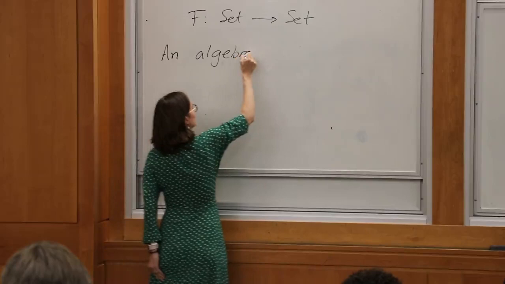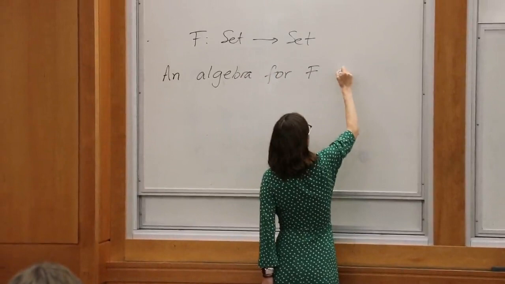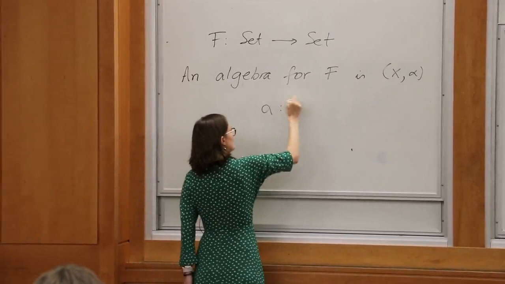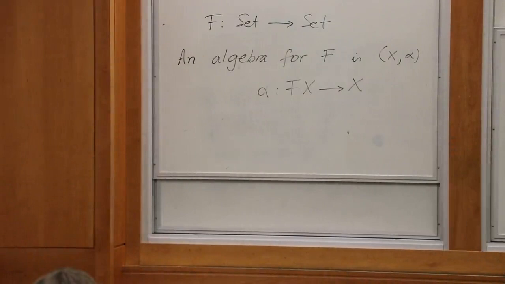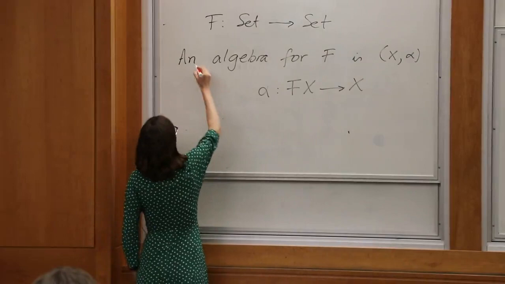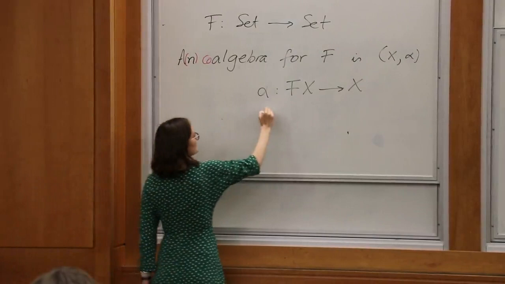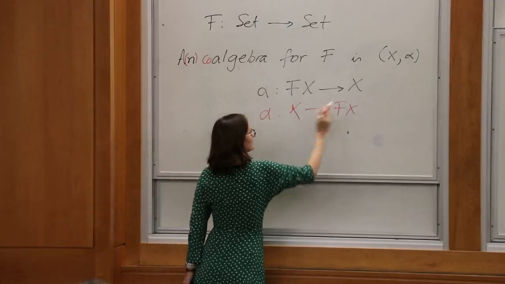An algebra is a set X together with a function that goes from FX to X, okay? And a coalgebra for F is the same thing, but with the arrow reversed.